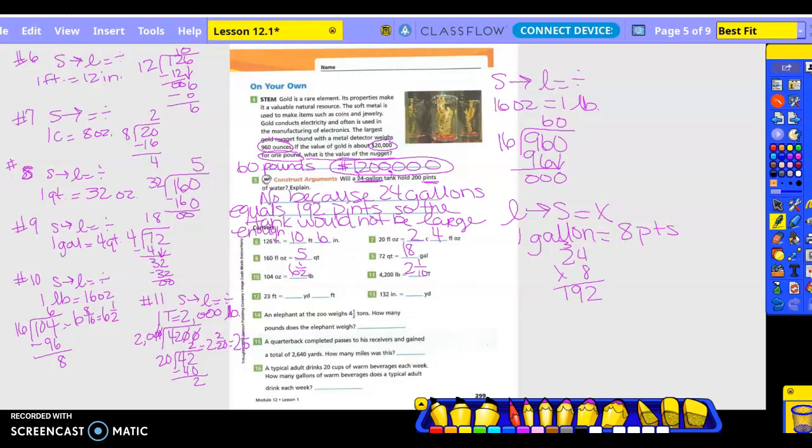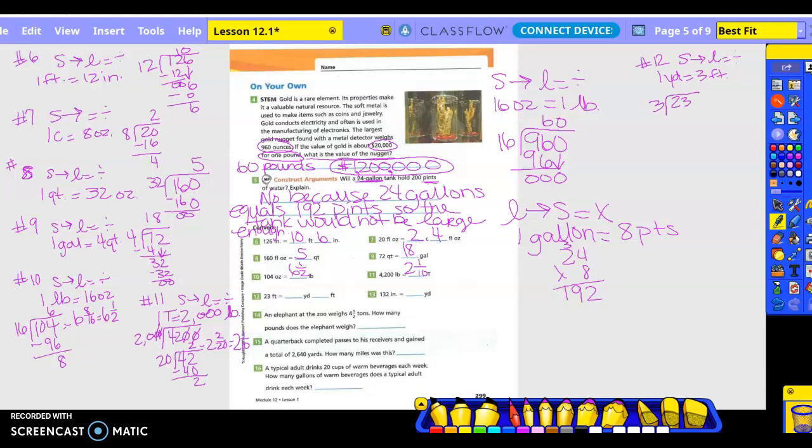Okay, number 12. I'm going to come over here. So we want to go from feet to yards. So are we going a smaller unit to a larger unit or a larger unit to a smaller unit? Smaller to larger. So we're going to divide. Okay. So 1 yard equals how many feet? Equals 3 feet. So 23 divided by 3.